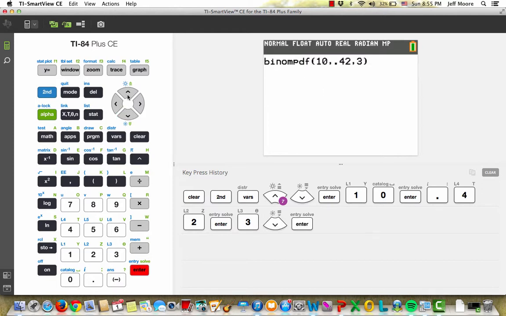And if we are going to type this into a calculator that does not prompt for those values, then the order would be n, p, and then x. So n, the number of trials, this time was 10. P, the probability of a success, was 0.42, and the number of successes was 3. Hit enter, and we get 0.196 if we round to 3 decimal places.